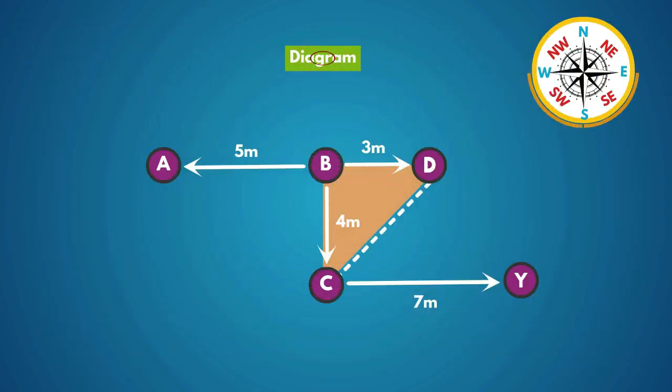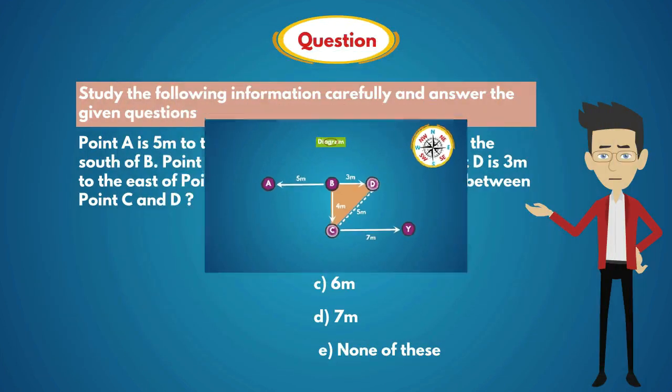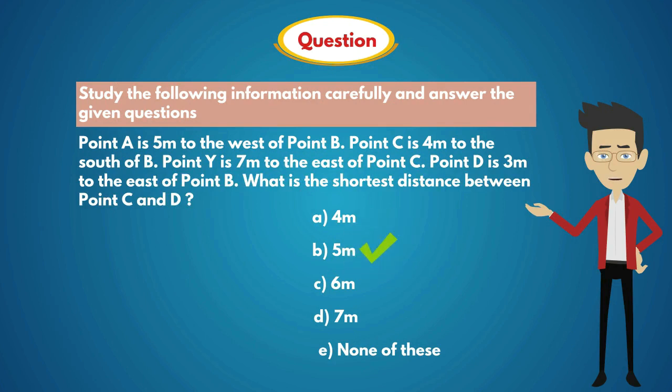After solving this, we get the distance between point C and point D is 5 meters. So the answer is option B, 5 meters.